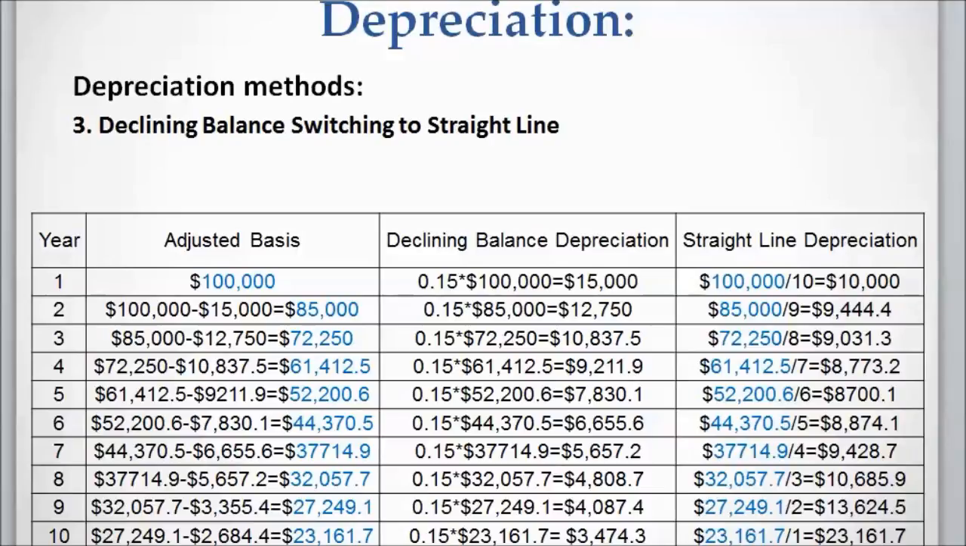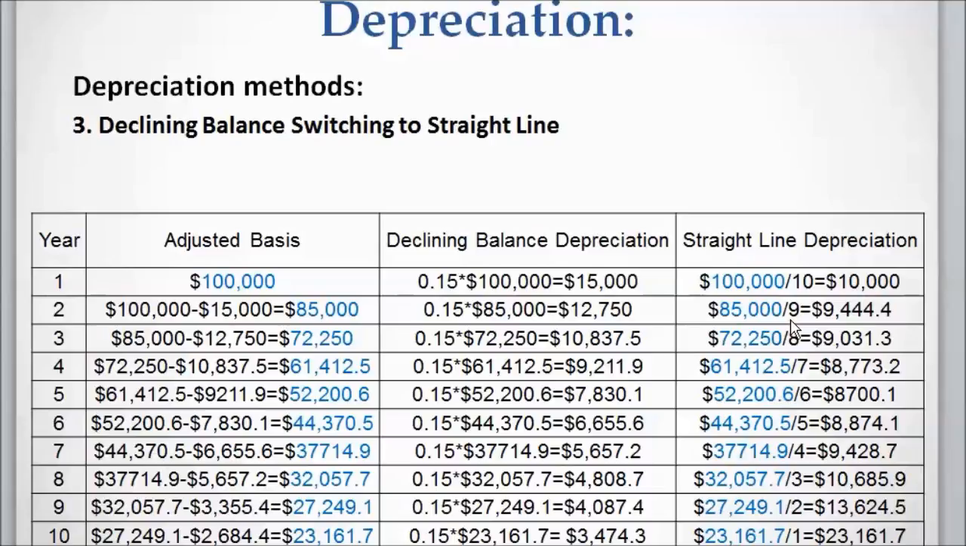So in the third column, we calculate the depreciation using the straight line. For the straight line, we know that the depreciation is constant for every year. So in this row, we calculate the depreciation for 10 years using the depreciable value of this asset, which was $100,000, and we depreciate it over 10 years, and we have $10,000 of depreciation per year.